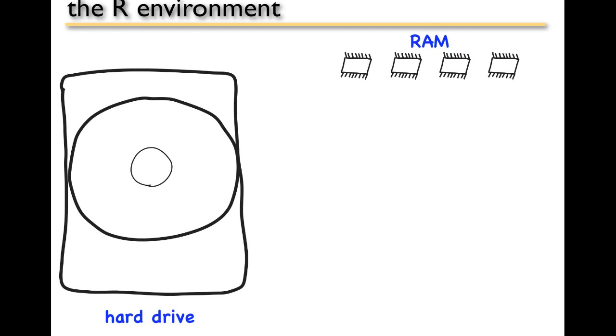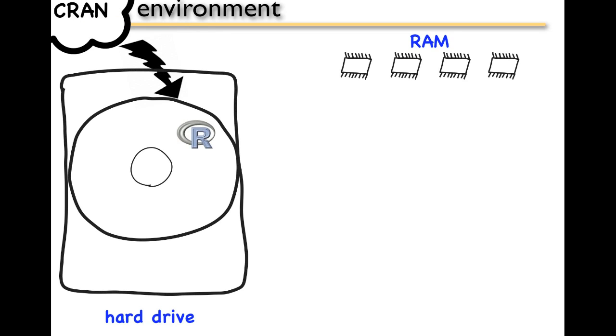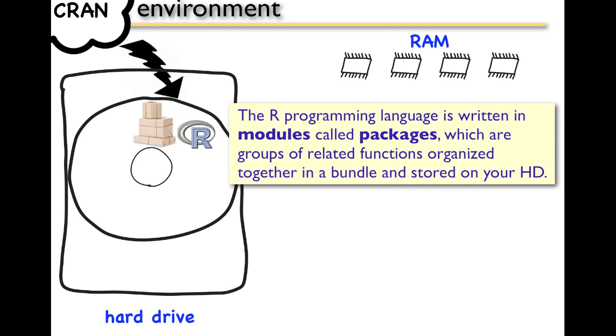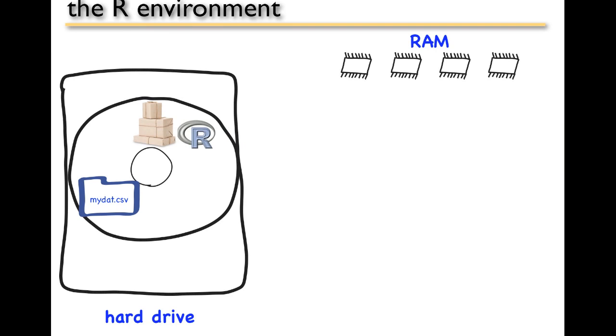So here is our computer. We have the hard drive and we have RAM. We went to the internet and downloaded R from CRAN, so it sits on our hard drive. We probably also downloaded some packages that we're interested in trying. That's how programmers around the world extend and contribute to the R project. Packages are basically just groups of functions that people write to perform a specific purpose or group of purposes, and they're stored together in your directory on your hard drive. We also probably have some data files that we've saved, and maybe even some scripts that we've written.